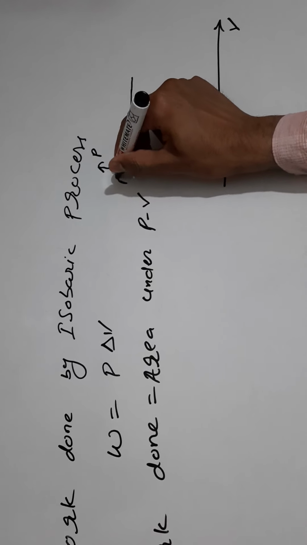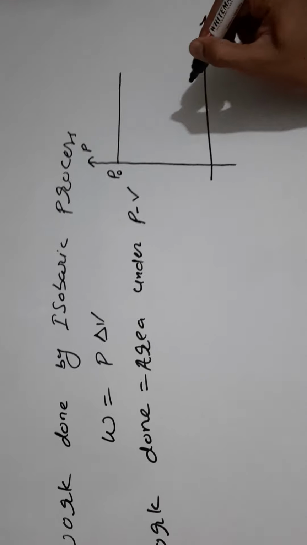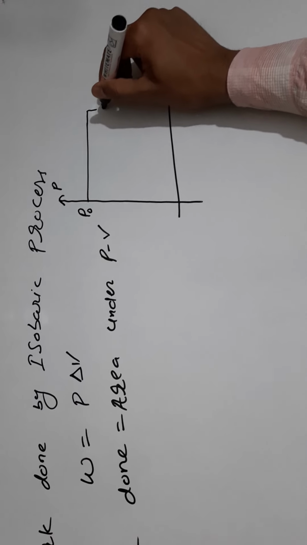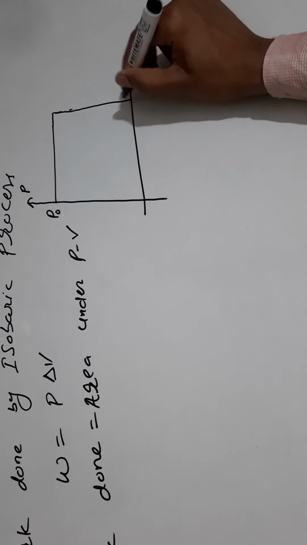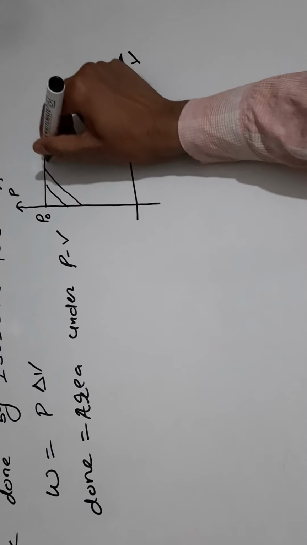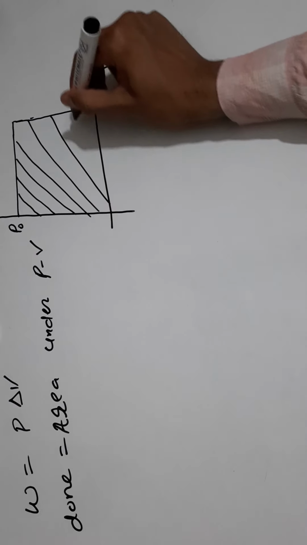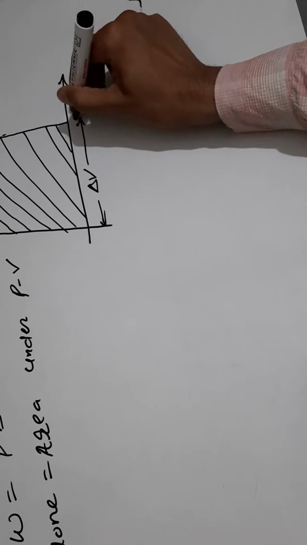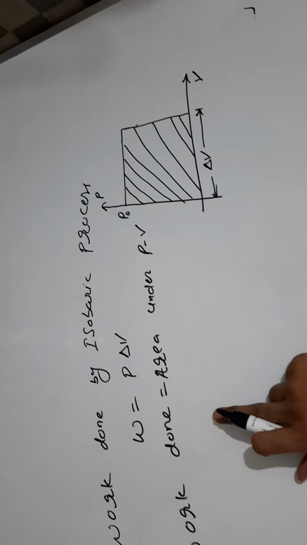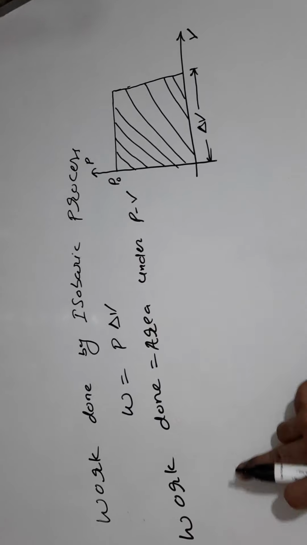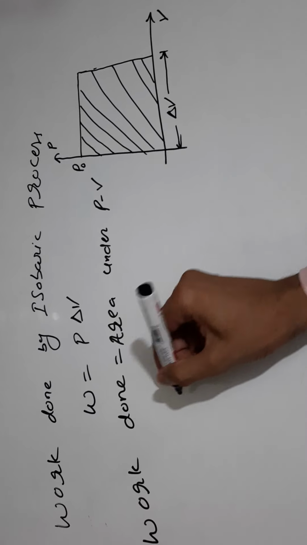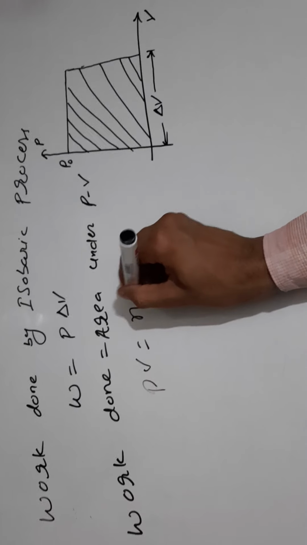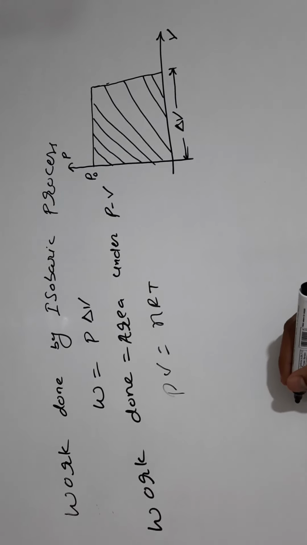Just suppose the initial pressure is P naught, and this is the final volume. This is the area, which is basically a rectangle. Consider the change in volume, delta V. Hence the work done for this process is P into delta V, or according to the gas equation, PV is equal to nRT.